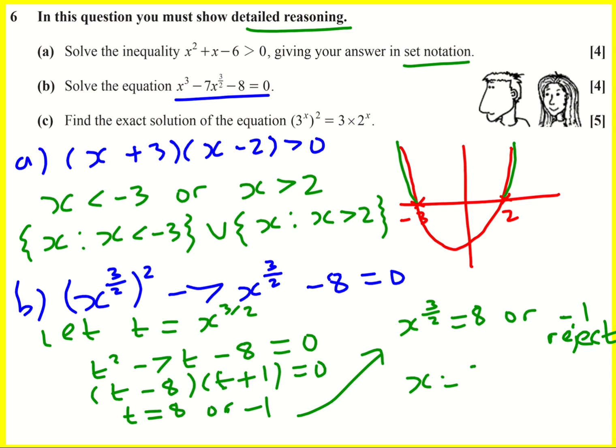So to get x, we're going to do the inverse. x is actually going to equal 8 to the 2/3, which is the cube root of 8 squared, because it's 8 to the 3rd then squared. So it's going to become 2 squared, which is 4. And that is our answer.